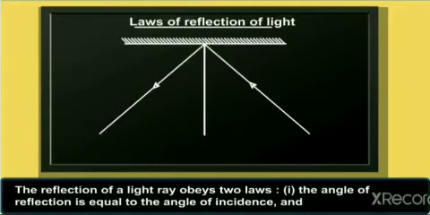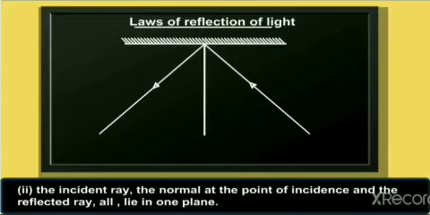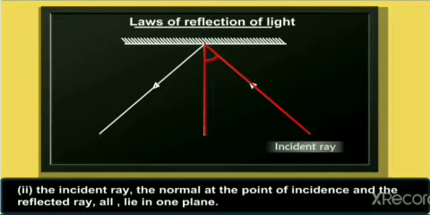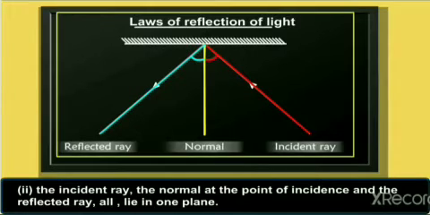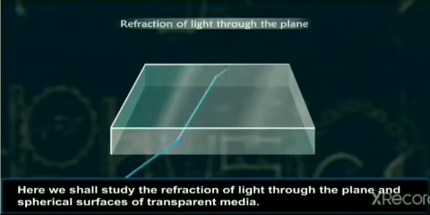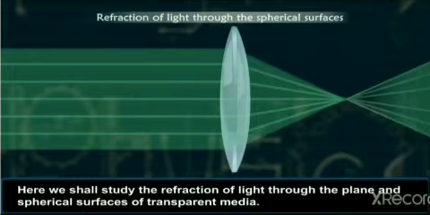The reflection of light rays obeys two laws. First, the angle of reflection is equal to the angle of incidence. And second, the incident ray, the normal at the point of incidence, and the reflected ray all lie in one plane. Here we shall study the refraction of light through the plane and spherical surfaces of transparent media.